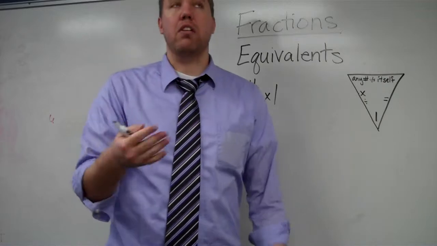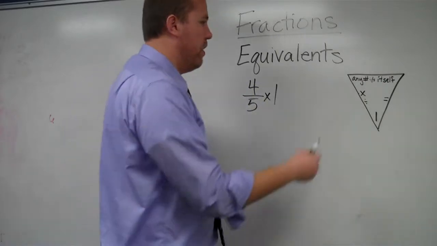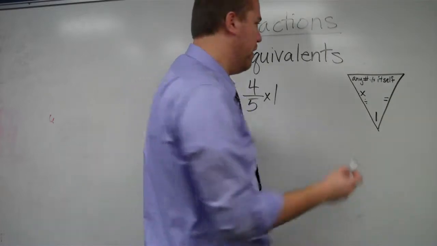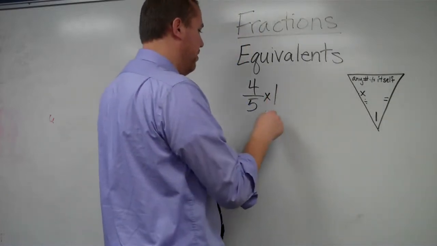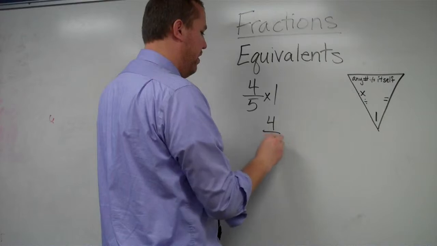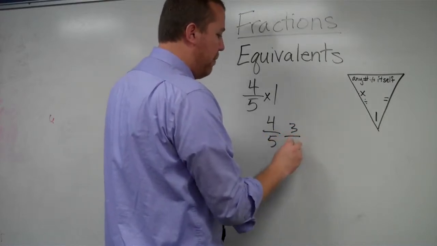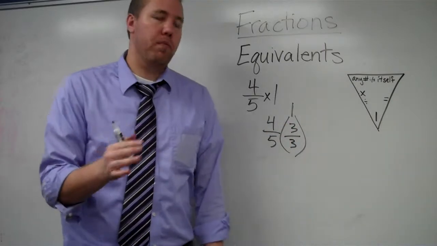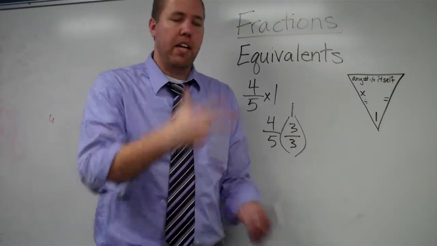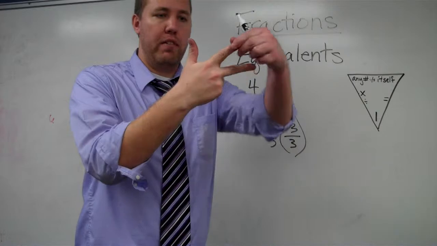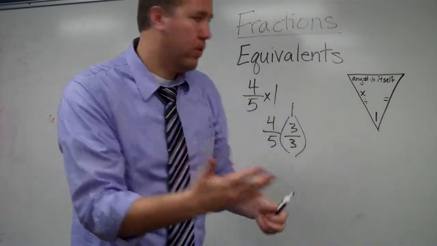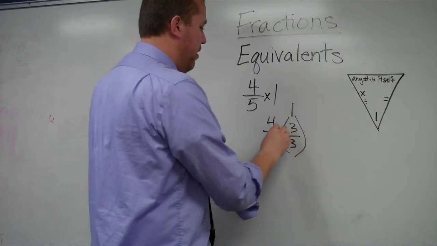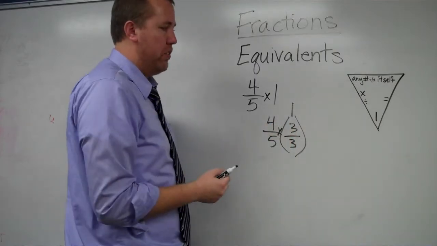So let's take any number, 3, for instance. Any number divided by itself equals 1. So we take 3, okay, 3 divided by itself, this equals 1 whole. 3/3. 3 divided by 3. I have 3 fingers. I put them in 3 different groups. I have 1 finger in each group. Okay. So, I want to multiply by 3/3.